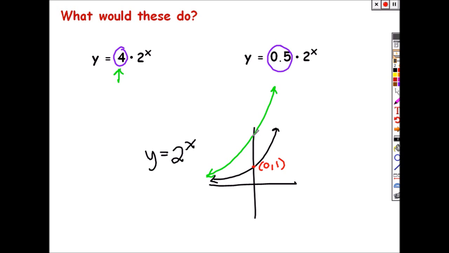My new y-intercept would now be, well, 2 to the 0 is 1. 1 times 4 is 4. So now my y-intercept would just be 4 times as high. If I had a half out front, that would cause a vertical compression. And now if I plug in 0, well, 2 to the 0 is 1. 1 times a half would just give me out a half. My y values would be half as large as they are on the parent function.